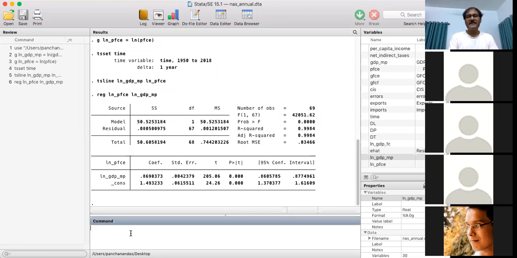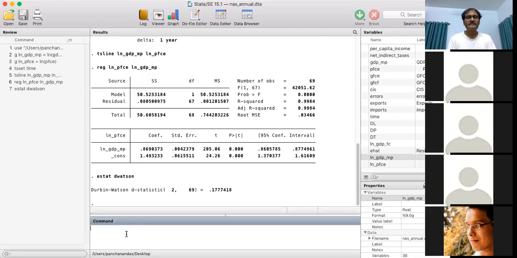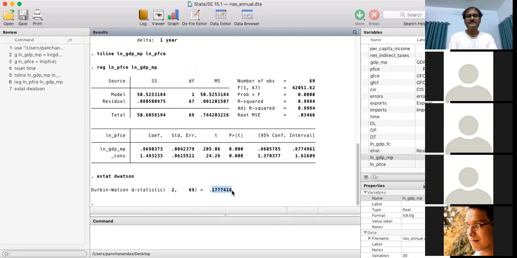So in testing for serial correlation or autocorrelation, you know the popular method is the Durbin-Watson test. So we can carry out the Durbin-Watson test. estat dwatson. So this is the command for Durbin-Watson, dwatson. This is the statistic for the Durbin-Watson test.